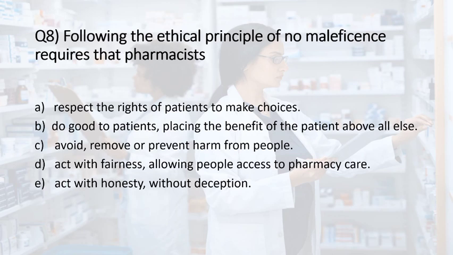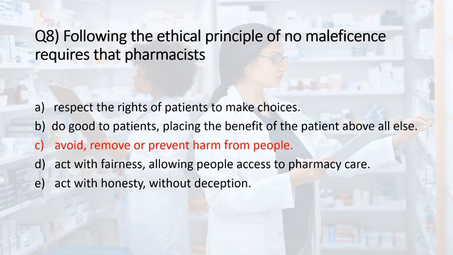Question 8: following the ethical principle of non-maleficence requires that the pharmacist. Maleficence is an evil act. A. Respect the right of the patient to make choices. B. Do good to the patient, placing the benefit of the patient above all else. C. Avoid, remove or prevent harm to people. D. Act with fairness, allowing people access to pharmacy care. E. Act honestly without deception. The correct answer is C: avoid, remove or prevent harm to people.